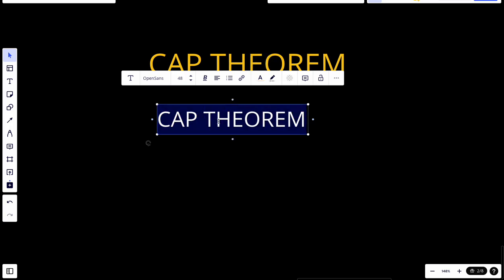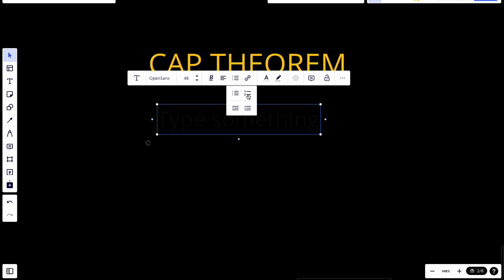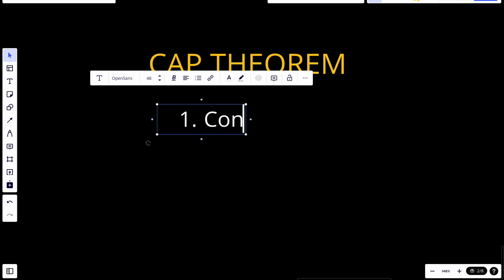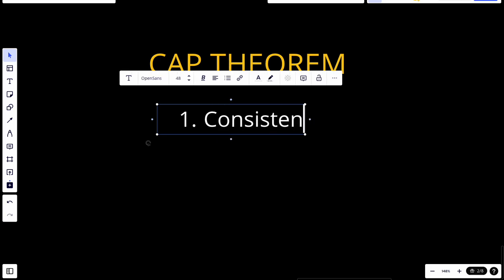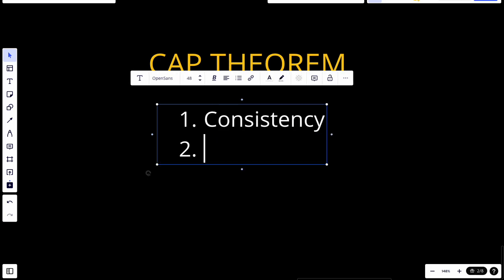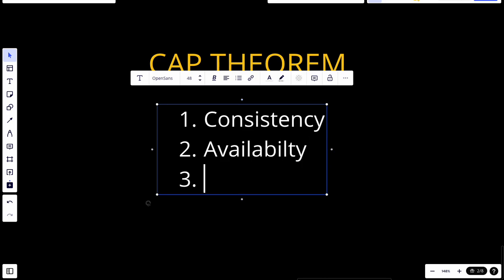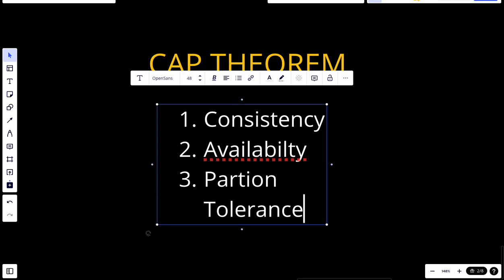So the CAP theorem talks about three things mainly. First is consistency. Second is availability. Third is partition tolerance.